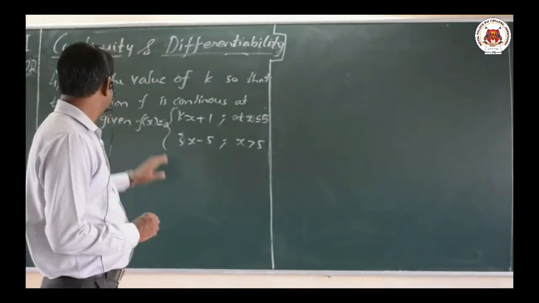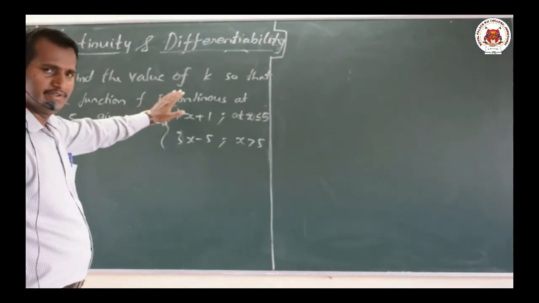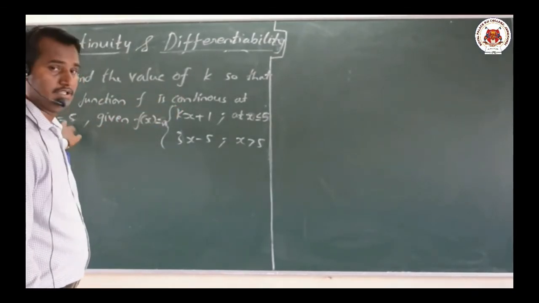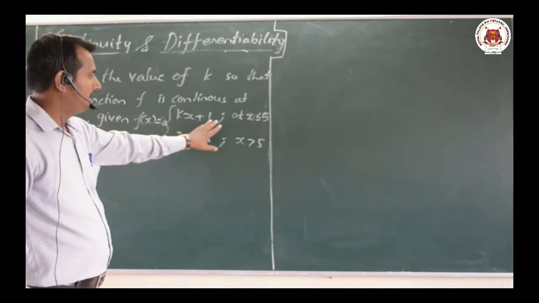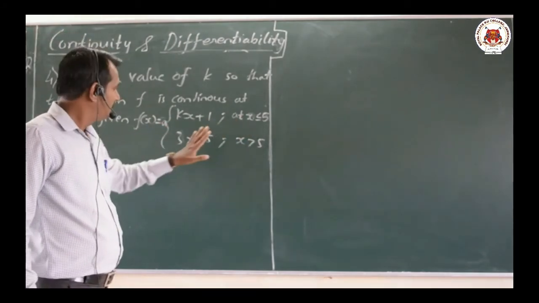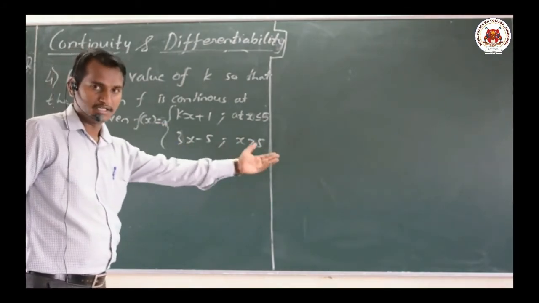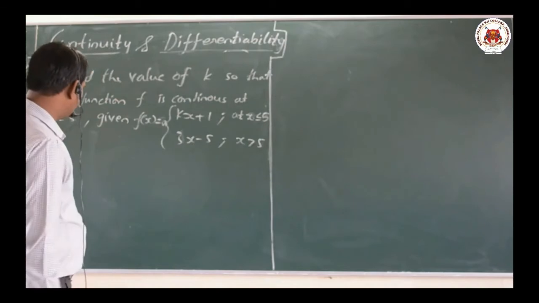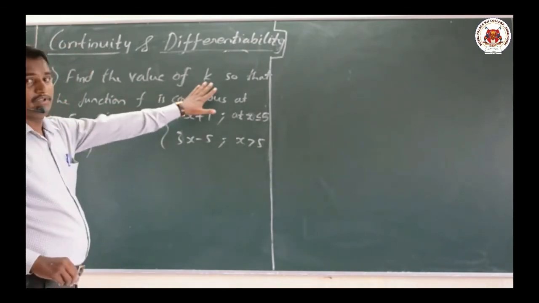In this next problem, find the value for k so that the function f(x) is continuous at x equal to 5, given f of x equal to kx plus 1 when x is less than or equal to 5, and f of x is 3x minus 5 when x is greater than 5. Very, very simple problem here. Already what is given, we are required to find the value for k.